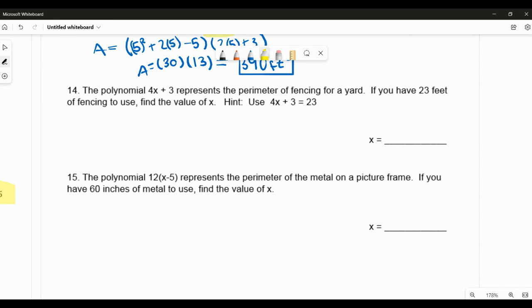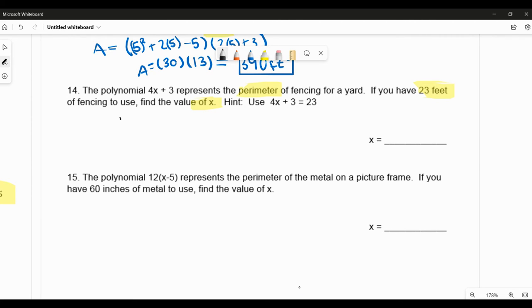The polynomial 4x plus 3 represents, I see an important word here, perimeter or fencing for a yard. If I have 23 feet of fencing to use, find the value of x. Hint, we're even given an equation. Oh, well, that takes away all the fun, doesn't it? We're given this equation right here.